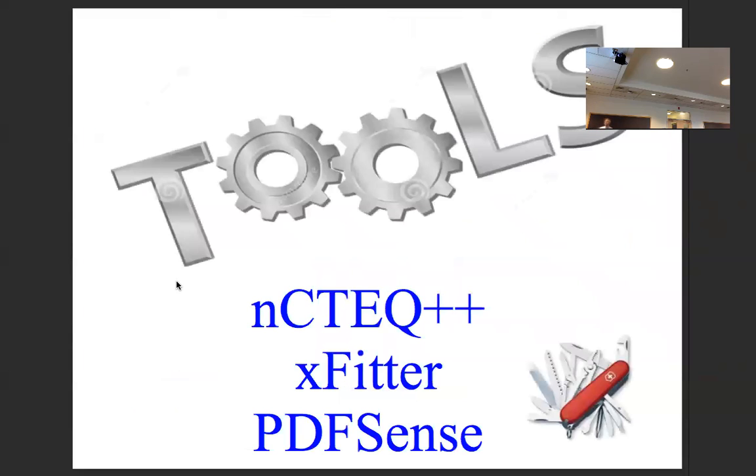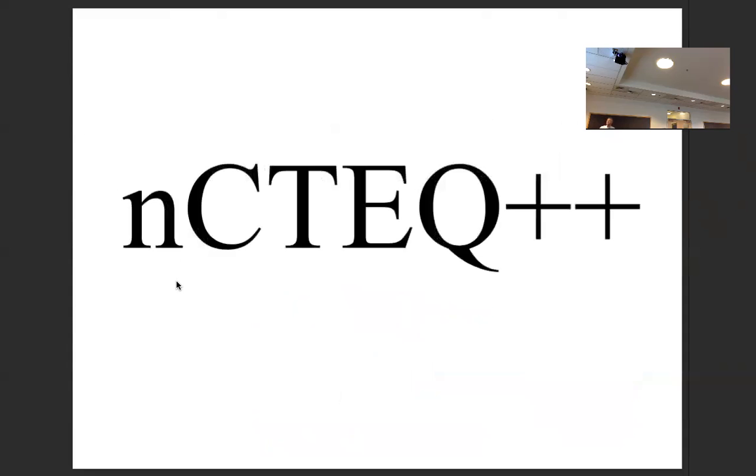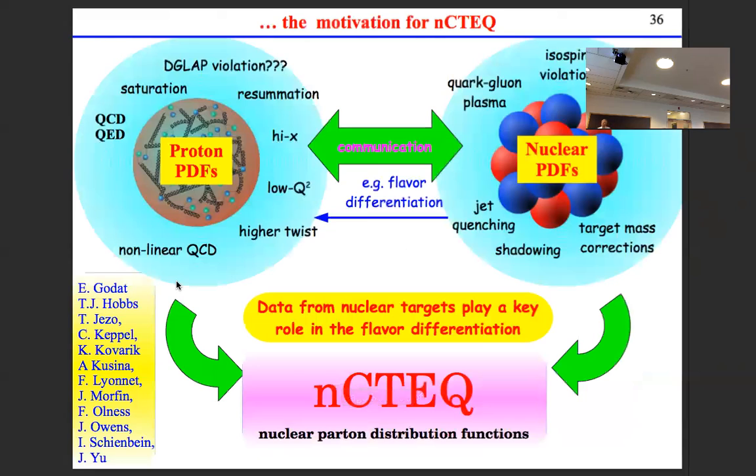Let me switch in the last bit of this to some of the tools and some of the things we've been working on. I just want to flash some of the nCTEQ developments and then Xfitter in the PDF sense. So nCTEQ, we've taken this code, and this grew out of some of the CTEQ work that was originally done in Fortran. And in the nCTEQ Fortran dealt with just the proton, and then we added the nuclear dimension, and so Ingo Schienbein led that effort, and that was all built up with Fortran.